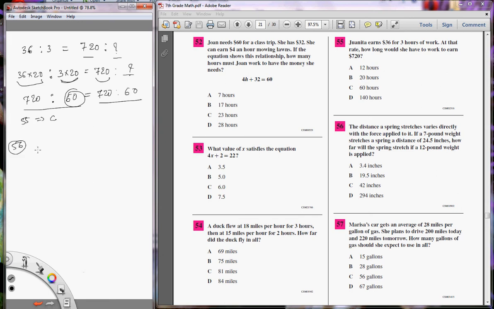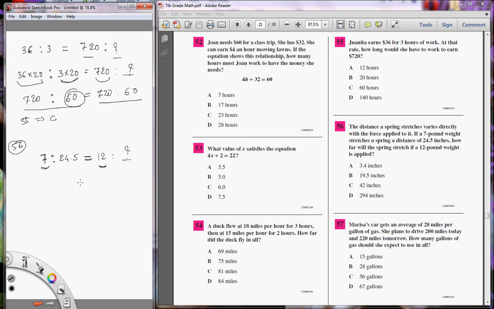Question 56. The distance a spring stretches varies directly with the force applied to it. If a 7 pound weight stretches a spring a distance of 24.5 inches, how far will the spring stretch if a 12 pound weight is applied? You can do it two ways. If 7 pounds is applied, the distance is 24.5. So what is the distance for 12 pounds? It is kind of hard to get what number to multiply 7 by to get 12.